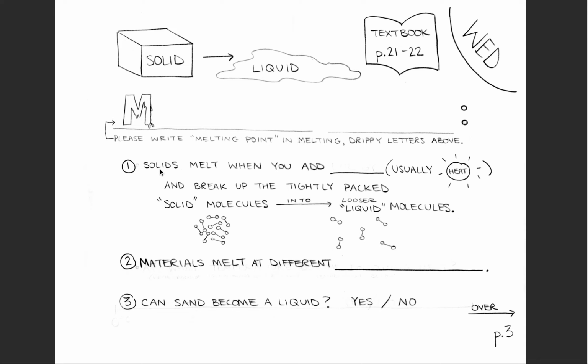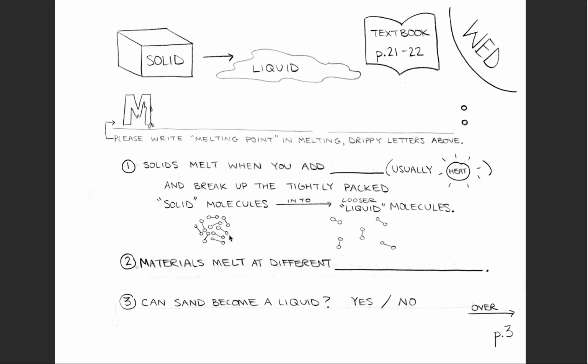Solids melt. Think about ice. Think about wood. Think about metal. All those things can melt. Wood can melt? More on that in a second. When you add blank, usually heat, what do you need to add? I'll fill that in just a second, but let's keep going. You'll see why. And break up the tightly packed solid molecules into looser liquid molecules.